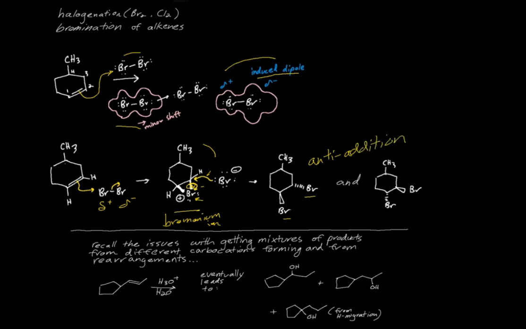And because you can have two different bromonium ions, you can have two different products forming here. So keep stereochemistry in mind. And you're going to introduce a lot of RS stereochemistry in these reactions.